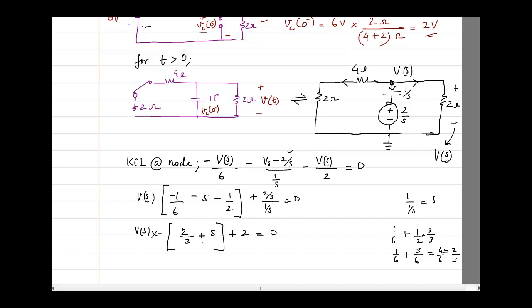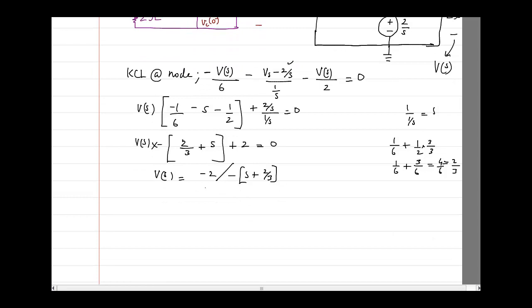From which if I take it the other side, I will get V of S is going to be minus 2 divided by minus of S plus 2 by 3, correct? That minus and minus will go, therefore I will get V of S is going to be equal to 2 divided by S plus 2 by 3.